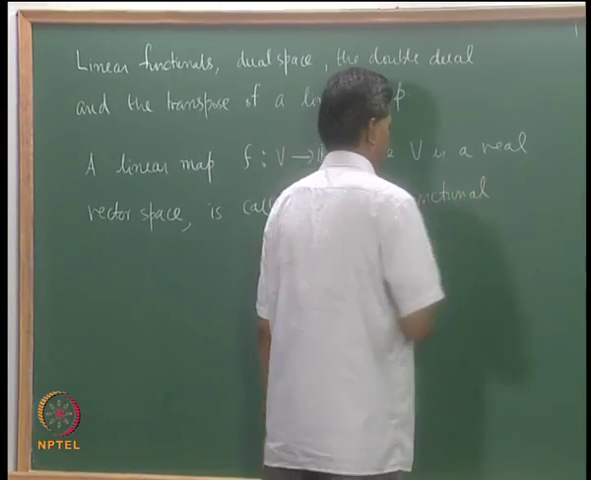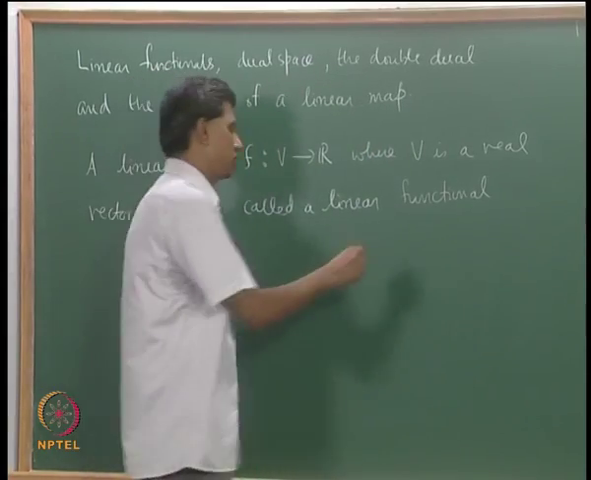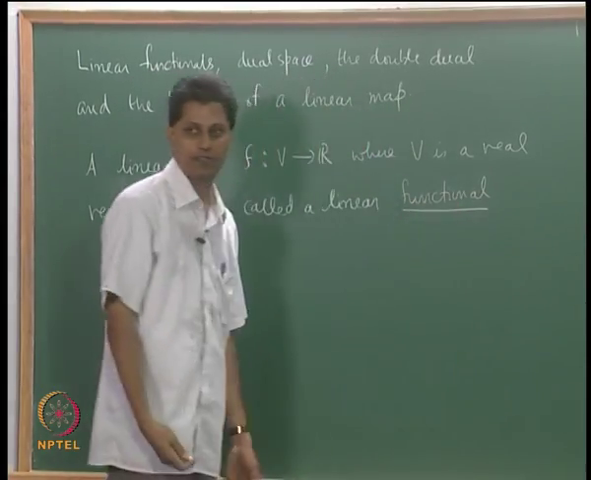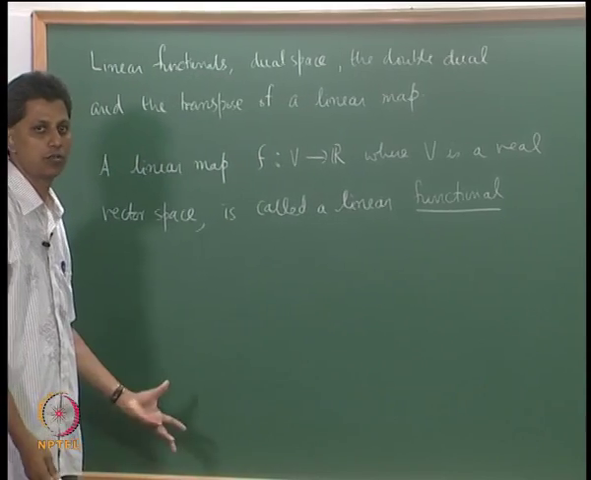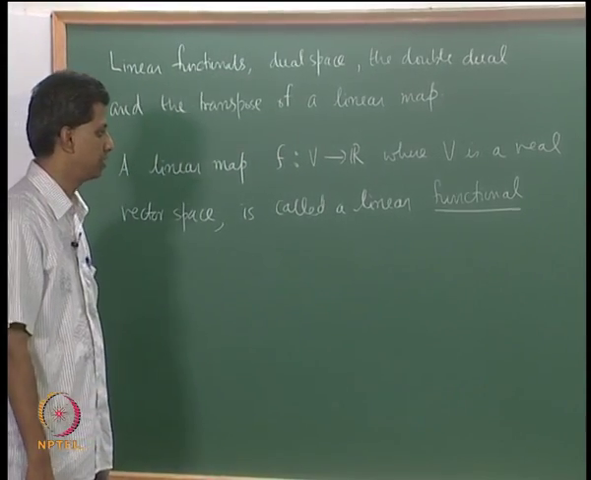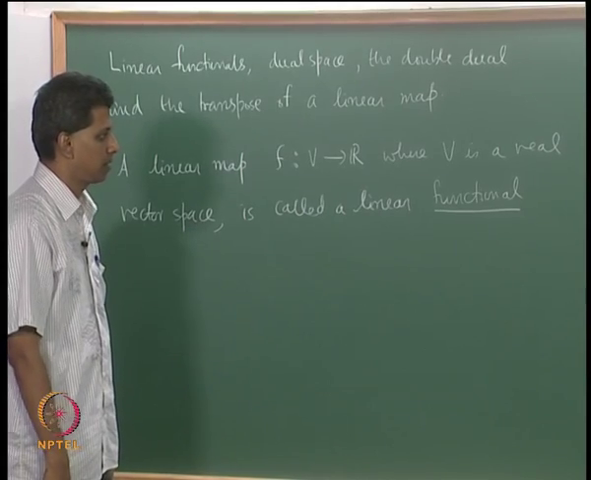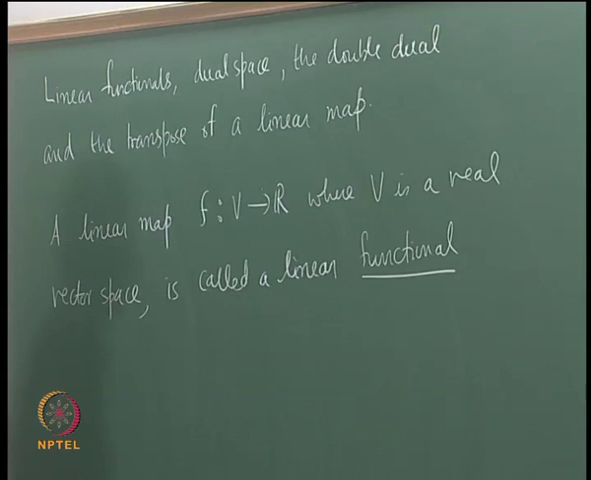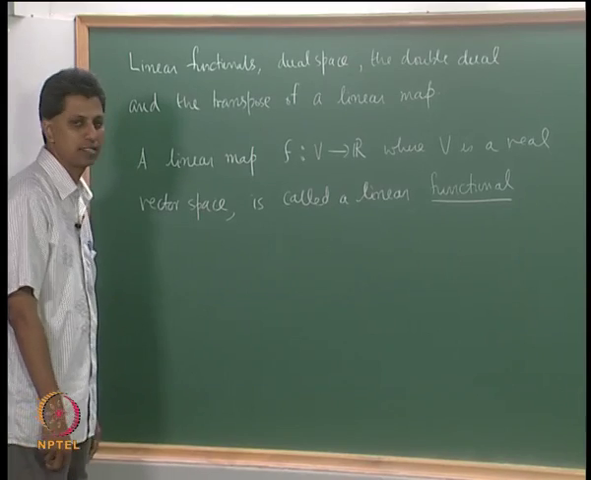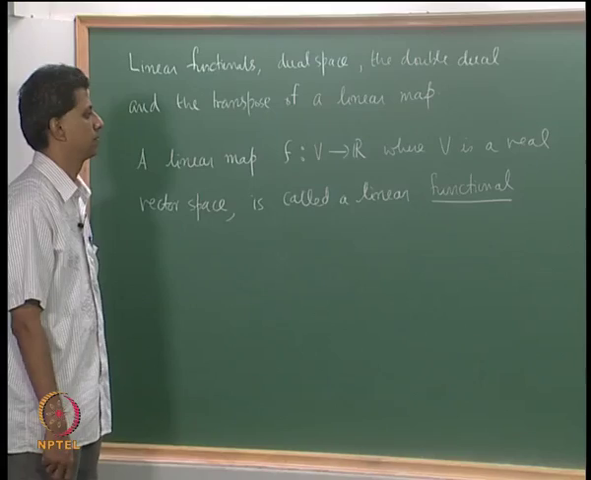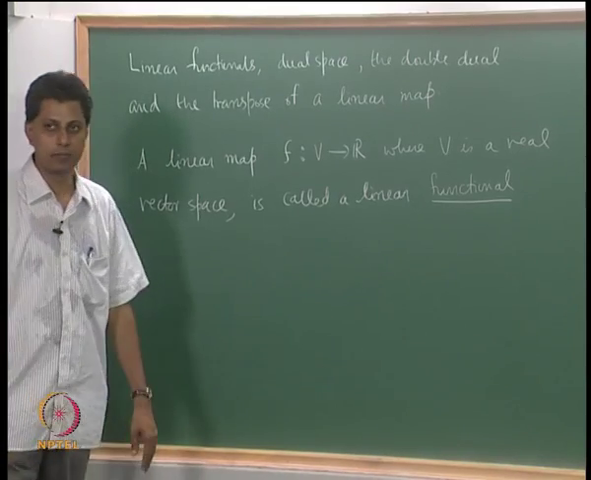So what is important is the word functional. Linearity, we have encountered before. Throughout the course, we will encounter this notion of linearity. We will in particular look at what are called linear functionals. So a linear functional is a linear map from V to the underlying field. In most of the cases for us, the underlying field will be R. So this is a real linear functional. Okay. Let us look at some examples.